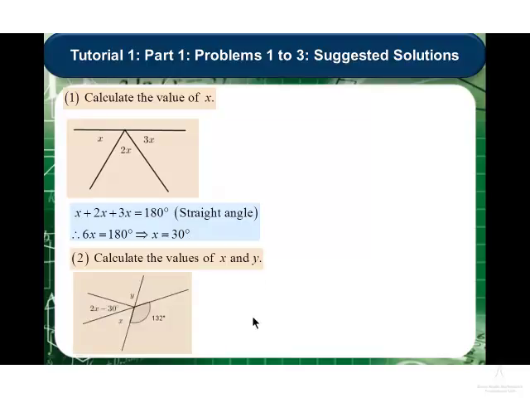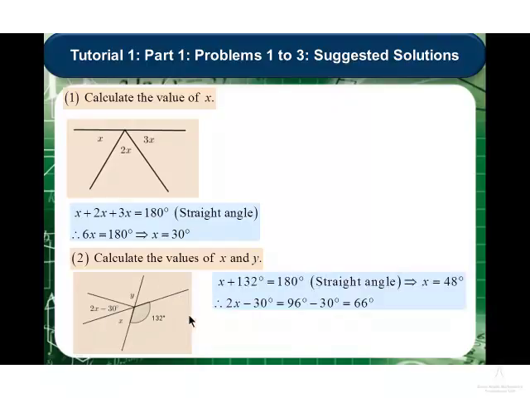In problem 2, we have to calculate the values of the unknown angles x and y in this case. Carefully considering this diagram, we notice that the sum of x and the angle 132 must be 180 degrees, since it represents a straight angle. We capitalize on this by solving this linear equation, making x the subject of the formula: subtracting 132 from 180, we get x is equal to 48 degrees.